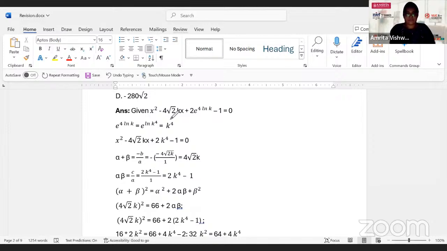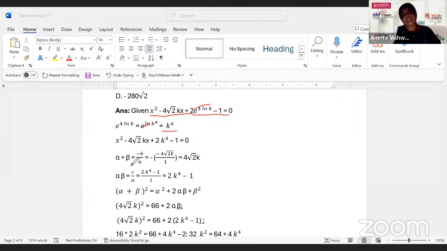So this is what is given in the question. And we have used the logic e raised to 4 log k. I'll be able to write this as e raised to log k raised to 4. So this becomes e, the log goes away, and this becomes k raised to 4. So I'll be able to completely replace this equation as x square minus 4 root 2 kx plus 2 into k raised to 4 minus 1 is equal to 0.